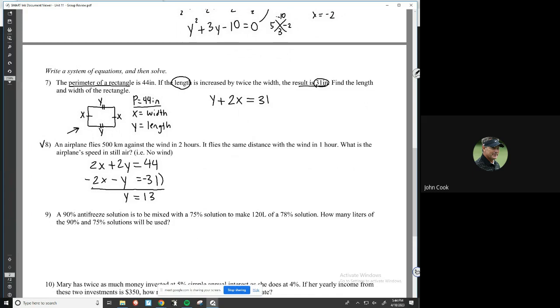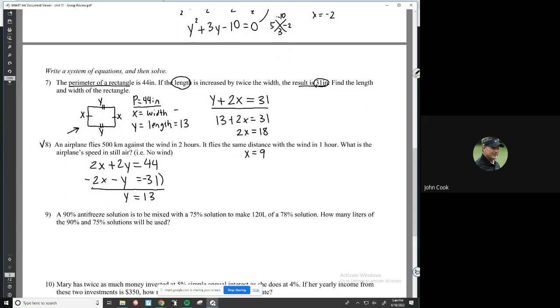Great. y, the length, is 13. Oops, why did I erase the word length? Length equals 13. There we go. And then I can go right back over to this equation and solve for x. So I'd have 13 plus 2x is equal to 31. If I subtract 13 from both sides, 2x would be equal to 18. And that means that x has to be equal to 9.